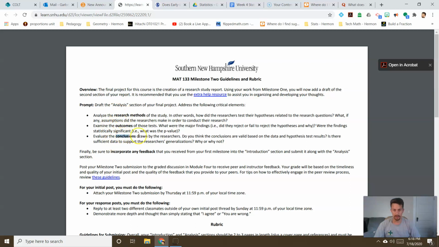So I'm going to go through these 3 critical elements, these three sections of your analysis. So the first section, research methods, analyze the research methods of the study. In other words, how did the researchers test their hypotheses related to the research questions? What, if any, assumptions did the researchers make in order to conduct their research? So really what I'm looking for here is how do they analyze the data? Now, sometimes people will write about how data was collected, and I'm okay with that, but how was it analyzed?